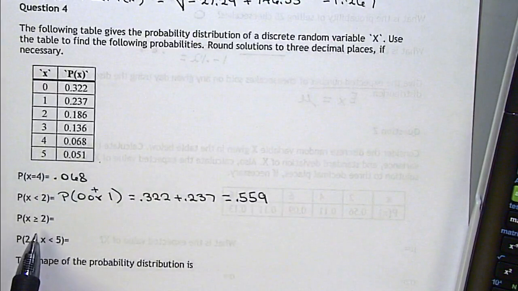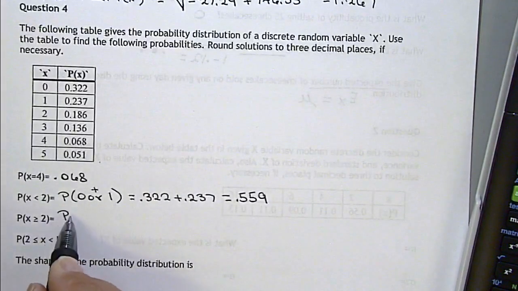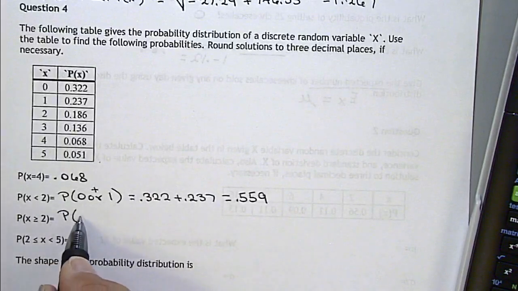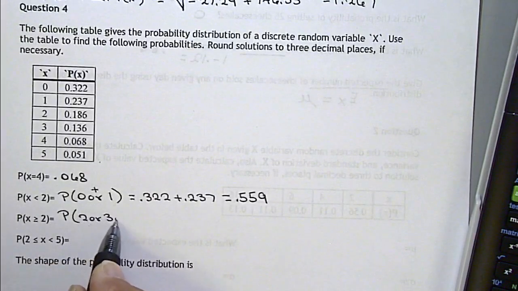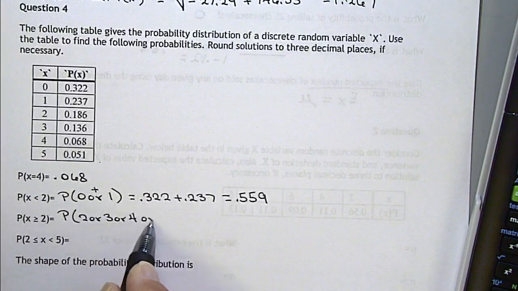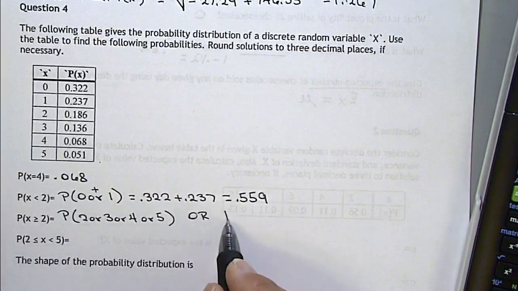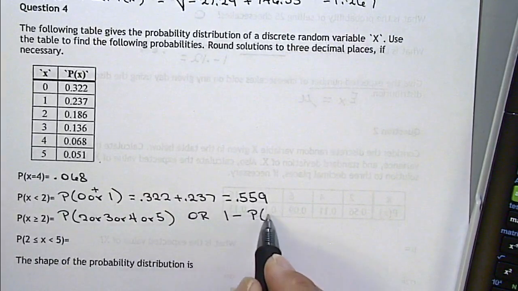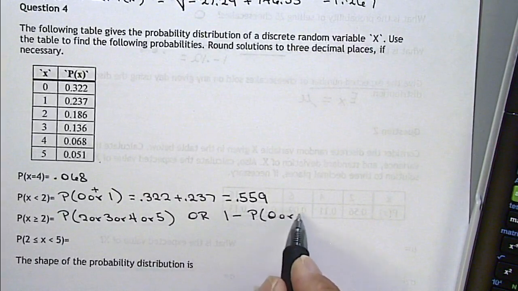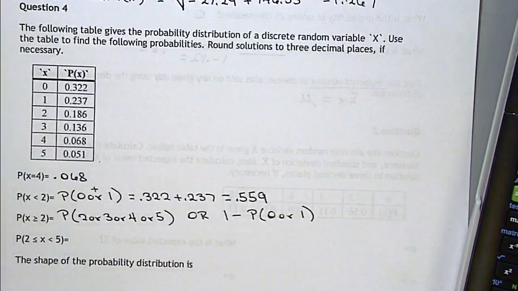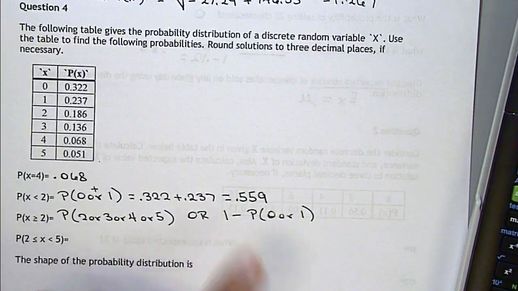What about this next one? Greater than or equal to 2. What does that include? Yep, 2 or 3 or 4 or 5. Or 1 minus the probability of 0 or 1. Do you understand what I'm saying to you? You can add up these 4 numbers, or you can add these 2 up and subtract them from the number 1, and you will get the same thing. Does that make sense?